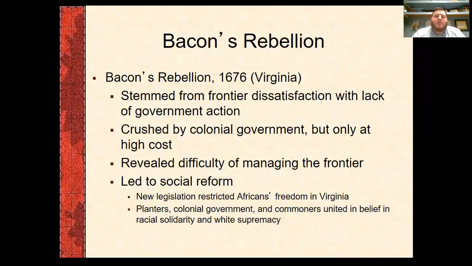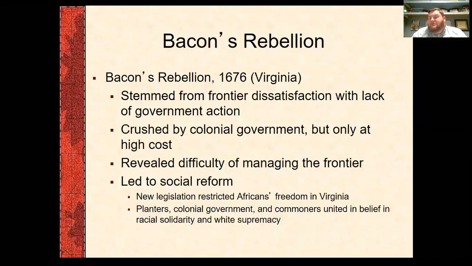And Bacon will eventually, through a lot of different ins and outs, and you can read about this, defeat the colonial government at a very high cost, but he's not able to manage the frontier. Once Berkeley is able to take back control, this happens because Bacon dies of disease, and then Berkeley is able to reestablish control of the colony.